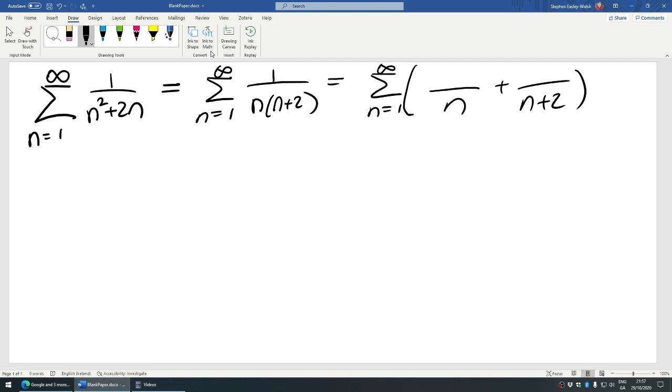If I use the cover-up method, cover up the n and use 0, I get 1 over 2. And cover up the n plus 2 and use minus 2, I get 1 over minus 2, that's minus a half.